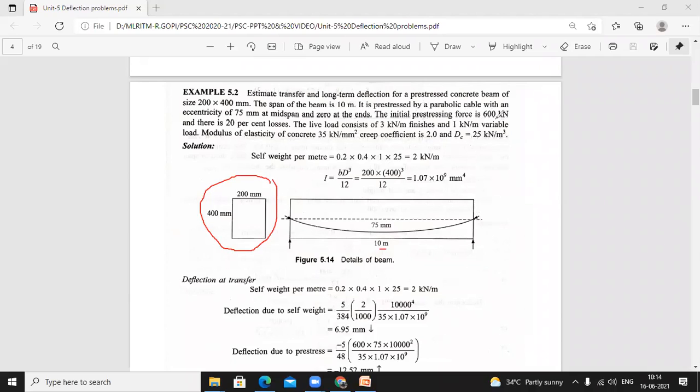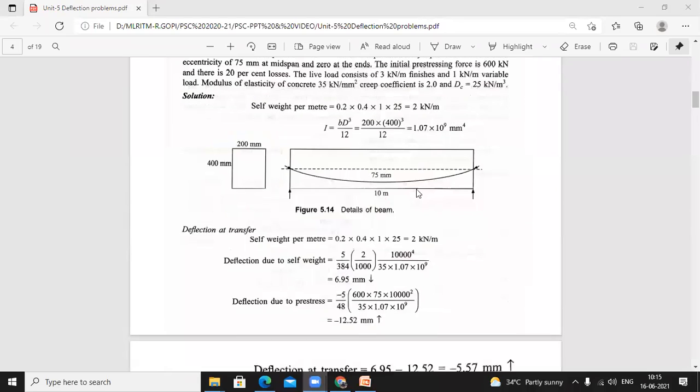This is also as per the previous problem. The initial prestressing force is 600 kilonewton, 20% loss. Here they gave live load 3 kilonewton per meter and finishes. Finishes is nothing but tiles or granite above the floor finish, that is called finishes, 1 kilonewton per meter. Modulus of elasticity is given, creep coefficient is given, and density of concrete is also given. Based on this, draw the diagram.